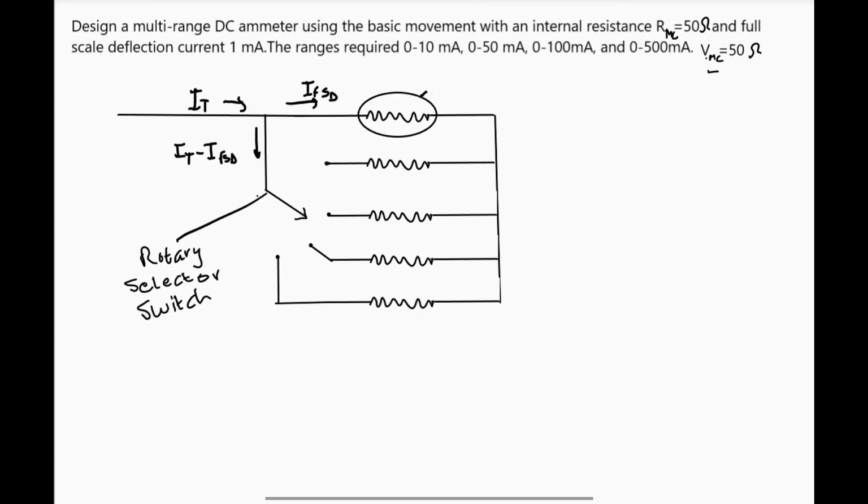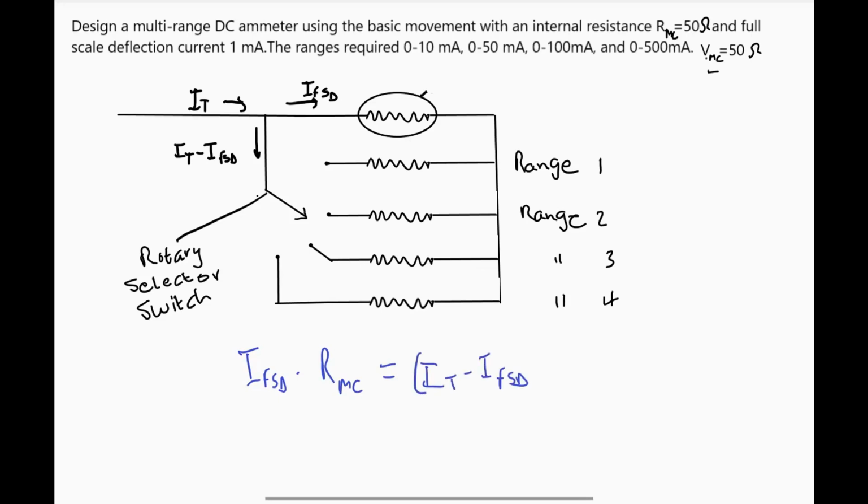I have my ranges here. I put this as range 1, and so on. I have my formula here: the full-scale deflection current times the resistance of the meter coil is equal to the remaining current times the resistance of each of the shunt resistors.